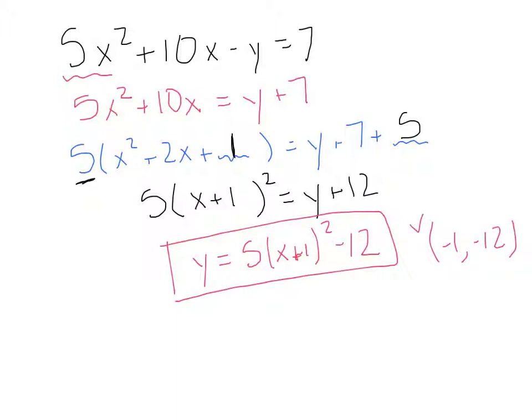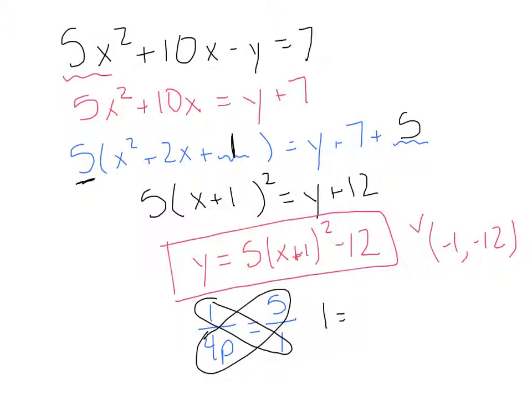And I know you're looking at that 5 going, that's not a fraction. I'm used to seeing fractions there. That's okay. 1 over 4p is the same as 5. And if we want, let's write it as 5 over 1, so we can use our cross products. 1 times 1, 5 times 4p, and so you're going to have 1 equals 20p. So p equals 1/20th, which is perfectly fine. Yes, the focus and the directrix will be at weird numbers. However, we can still find them, and we can still use them to make predictions about this situation.